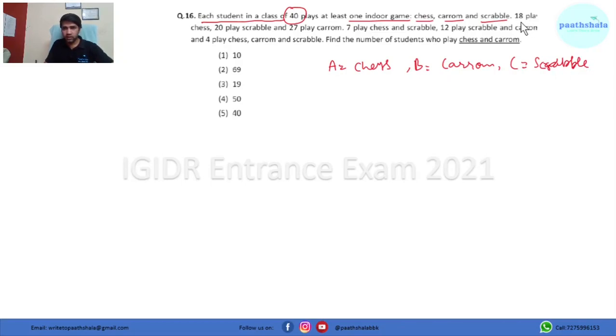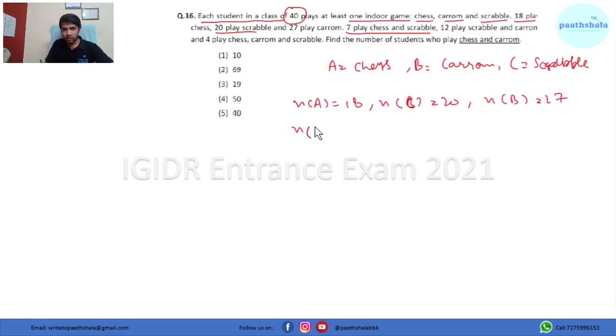Now it is saying 18 play chess. So NA, the number of students in A, is given as 18. Now it is saying 20 play Scrabble. So the number of students in C, Scrabble, NC is 20, and the number of students in carom, B, equals 27.